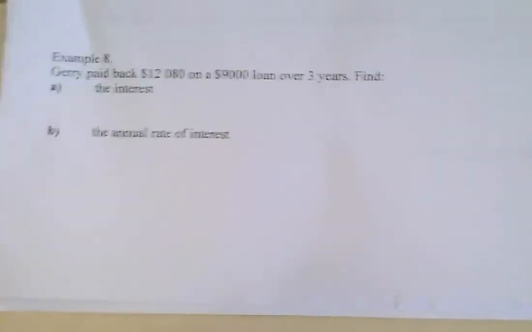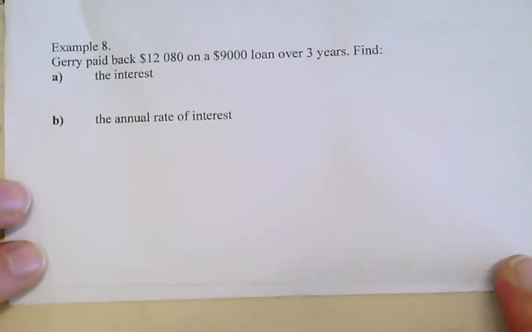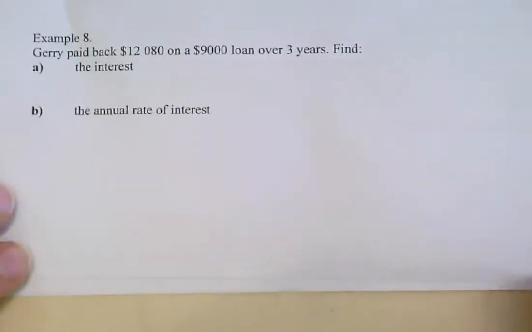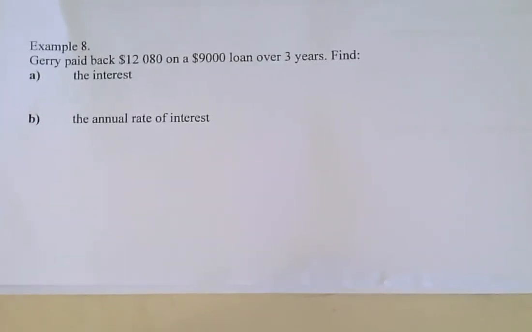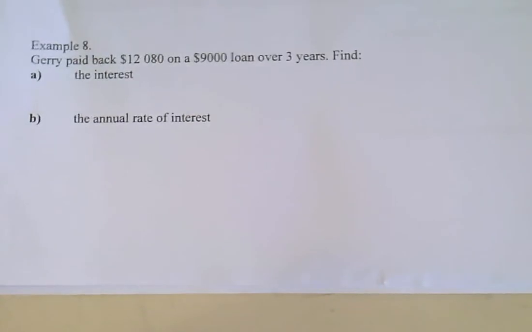We're continuing from question 8, or example 8, from the simple interest workbook. Just remembering that when you borrow money, Jerry paid back $12,080 on a $9,000 loan over 3 years. So Jerry has borrowed $9,000. When you borrow money from the bank, you have to pay that money back, plus you pay them interest. They're not going to lend you the money for nothing.